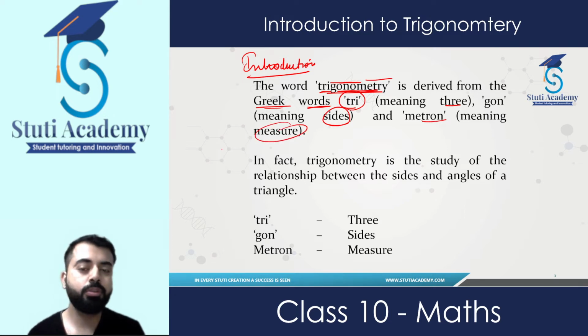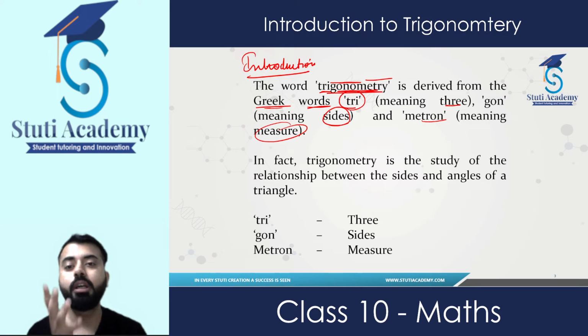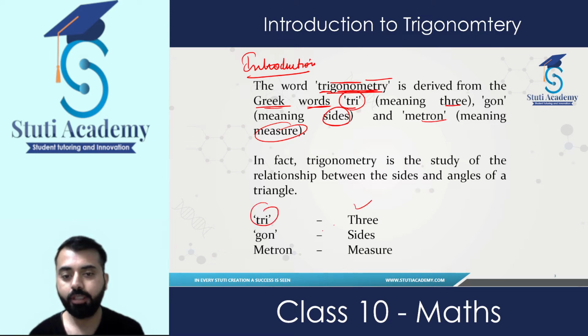So we are going to do what? We are going to measure the 3 sides related to any triangle, but in our case it will be a right angle triangle. I will be finding out the relation between those. I will be finding out the ratios. Using those ratios, I will be finding out the values which are remaining. So remember this, tri means 3, gon means side, and metron means measurement. So measurement of 3 sides.